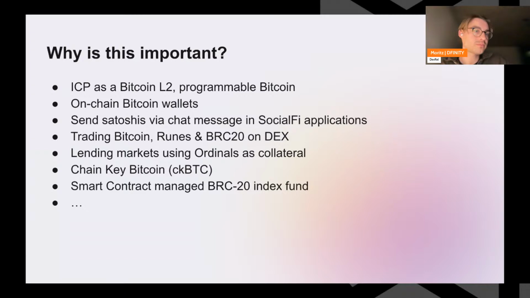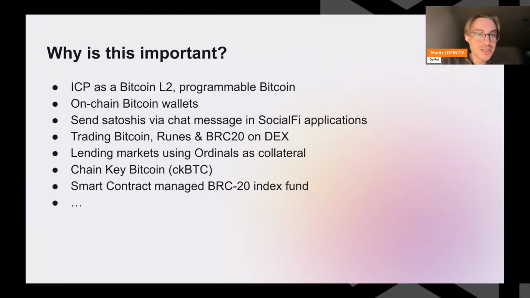You can also finally trade Bitcoin runes, BRC20 tokens, and other meta assets on decentralized exchanges, which is also pretty cool. You can build things like lending markets using ordinals or other meta tokens as collateral, or even Bitcoin. You have things like ckBTC that we will hear a bit about later on. You can have a smart contract managed BRC20 index fund, and so on and so on.